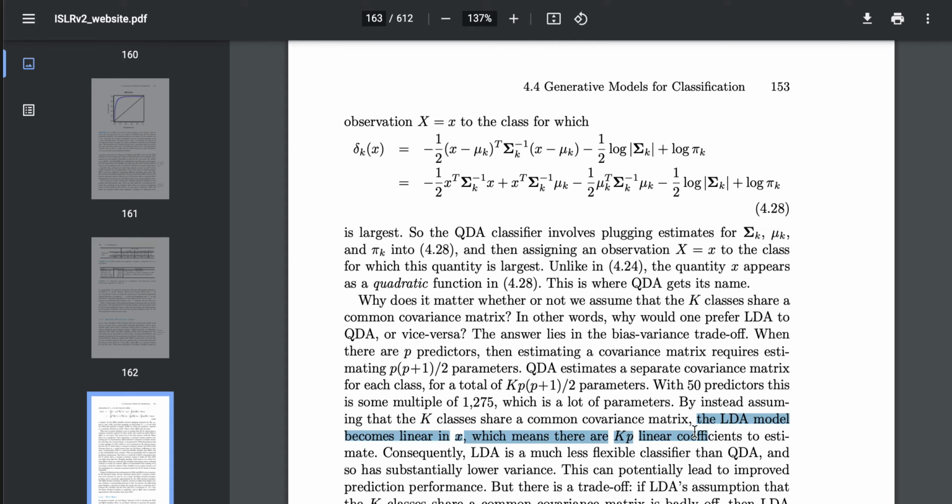But for LDA, well, we have the means. Each mean has p variables, so it's kp of them. But that's the same for quadratic discriminant analysis. But for LDA, you only need to estimate p times p plus 1 over 2 parameters because the covariances are the same for all the classes. So QDA gives us an extra flexibility. The cost is that we need to estimate more parameters.